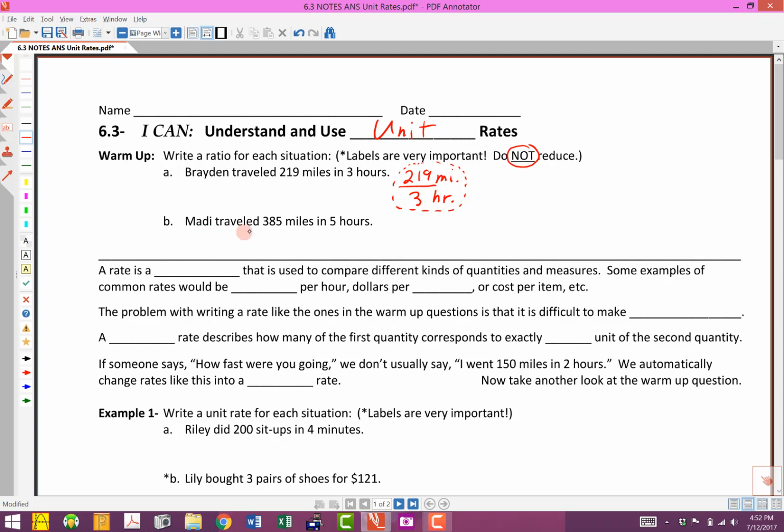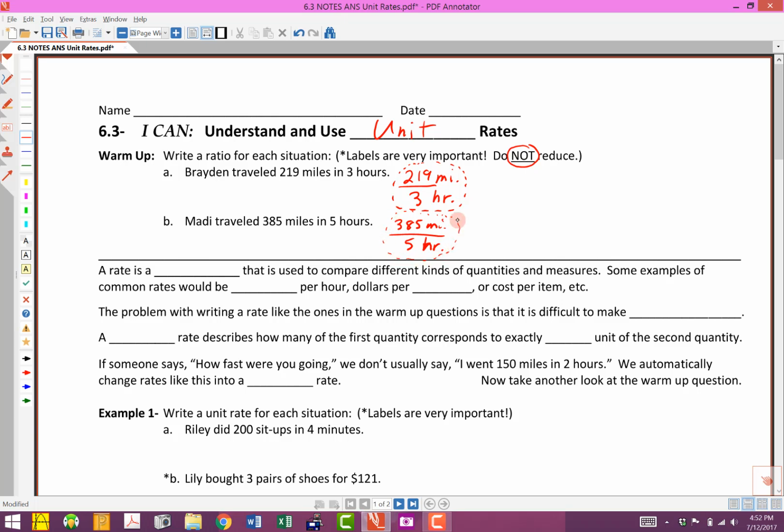And then this one says Maddie traveled 385 miles in 5 hours. So 385 miles in 5 hours. And again, because it said don't reduce, or don't simplify, we're just going to leave it like that.